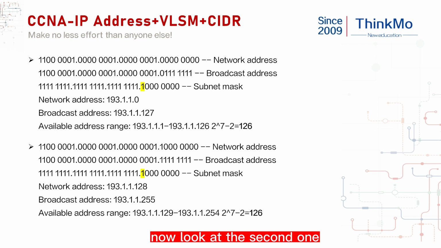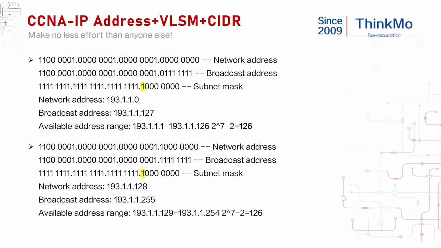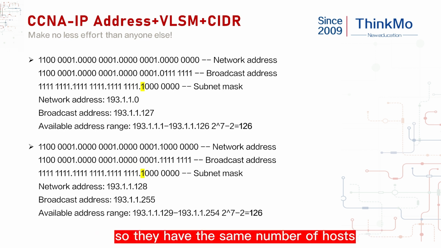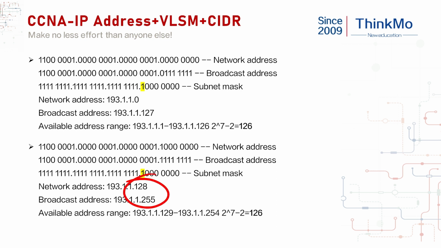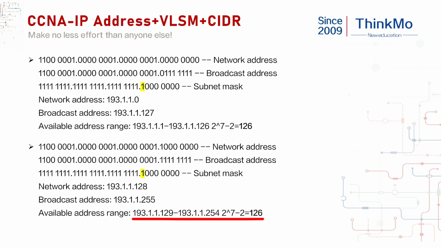We're actually done with the first one now. Now look at the second one. The number of hosts in the second must be the same, because the two network segments must be equal, so they have the same number of hosts. The difference is this place: 128 and 255. Then it must be 128 plus 1, 129. Here is 255 minus 1, 254.